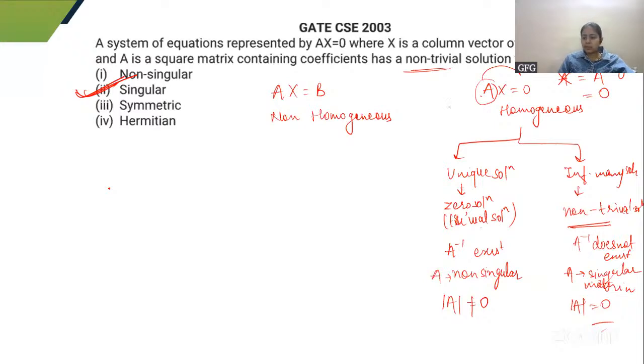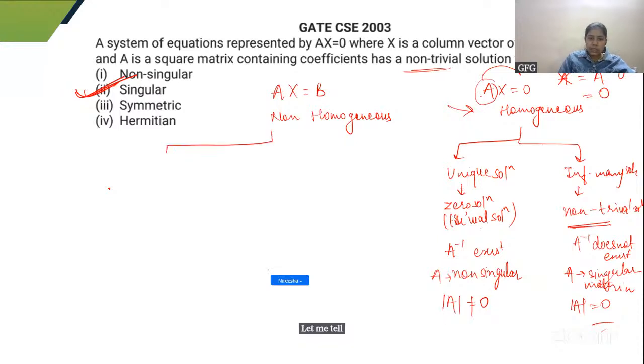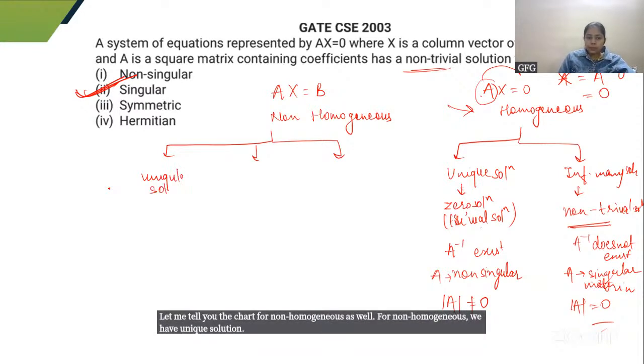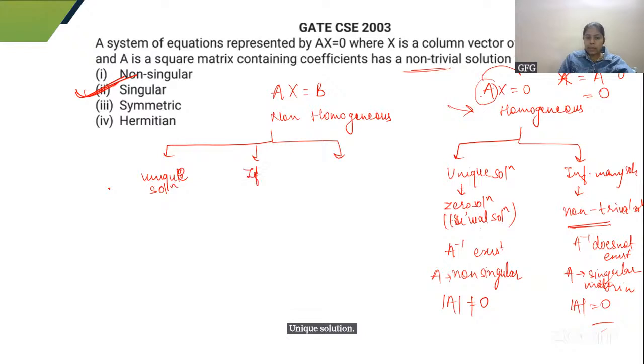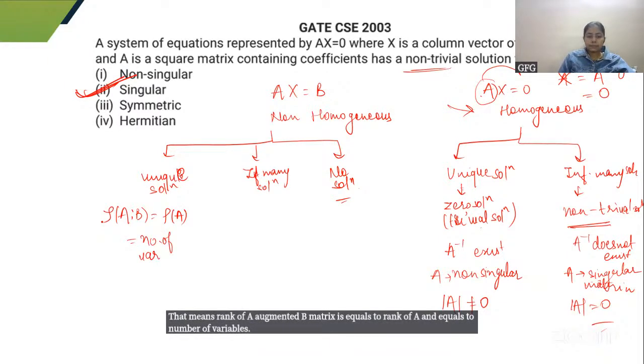Just remember this chart and you would be able to solve all the questions based on homogeneous. Let me tell you the chart for non-homogeneous as well. For non-homogeneous, we have unique solution, infinitely many solutions. We have one more case in this, that is no solution, right? And how will we write that we have a unique solution? That means rank of A augmented B matrix is equal to rank of A and equal to the number of variables.